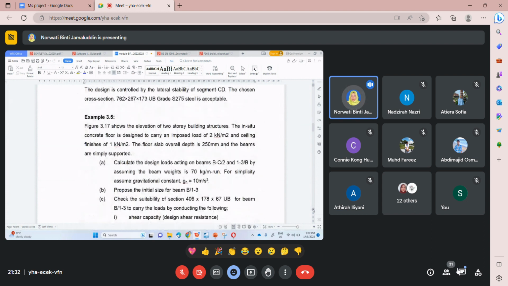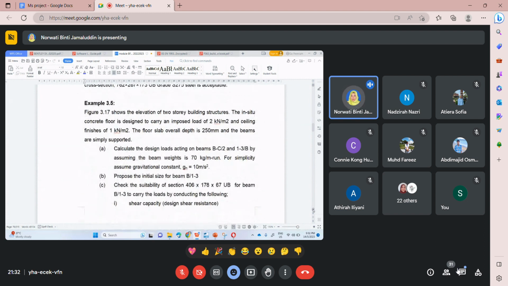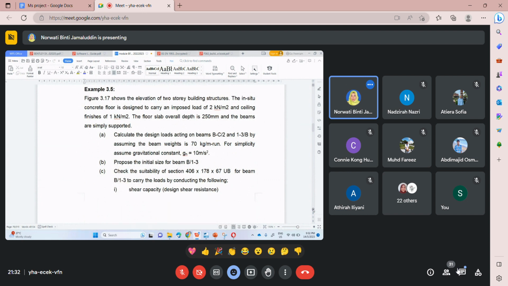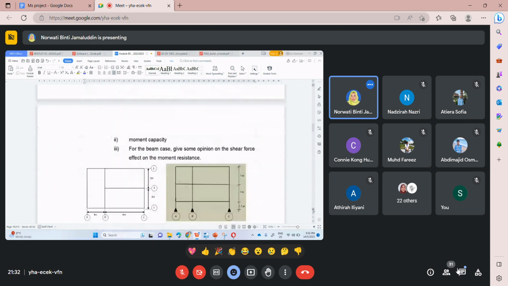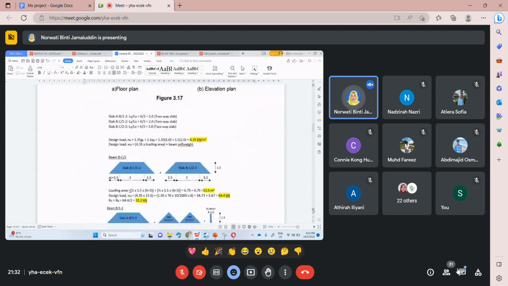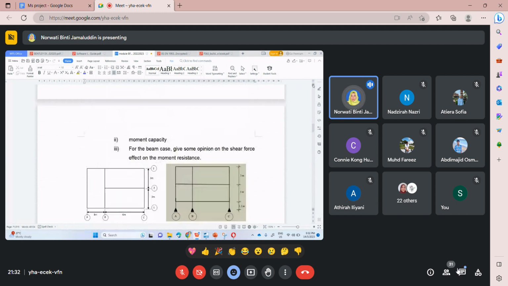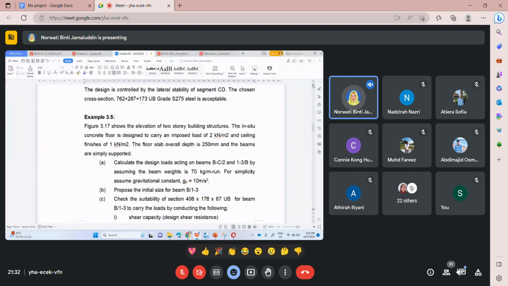Okay. Example 3.5, what is it? Example 3.5 is actually from, I think, a test or final exam, past year. You can try to do this example.